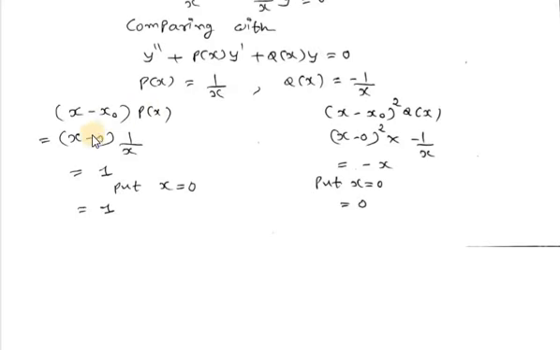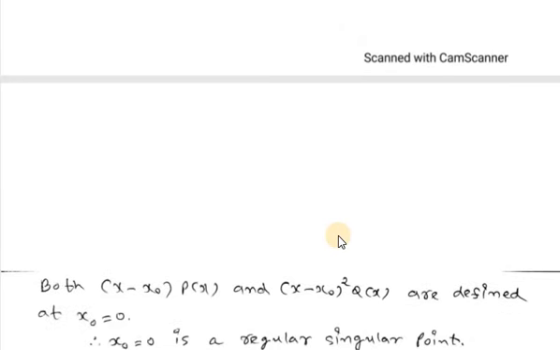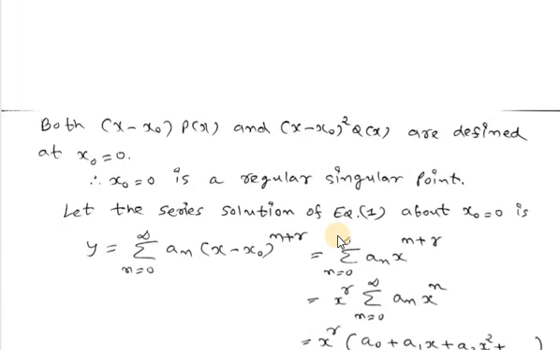For p of x equals 1 upon x, x minus x0 p of x is a finite value, 1. And for q of x equals minus 1 upon x, x minus x0 the whole square q of x is a finite value 0. It means both are defined for x0 equals 0. So we can say that x0 equals 0 is an RSP, that is regular singular point.